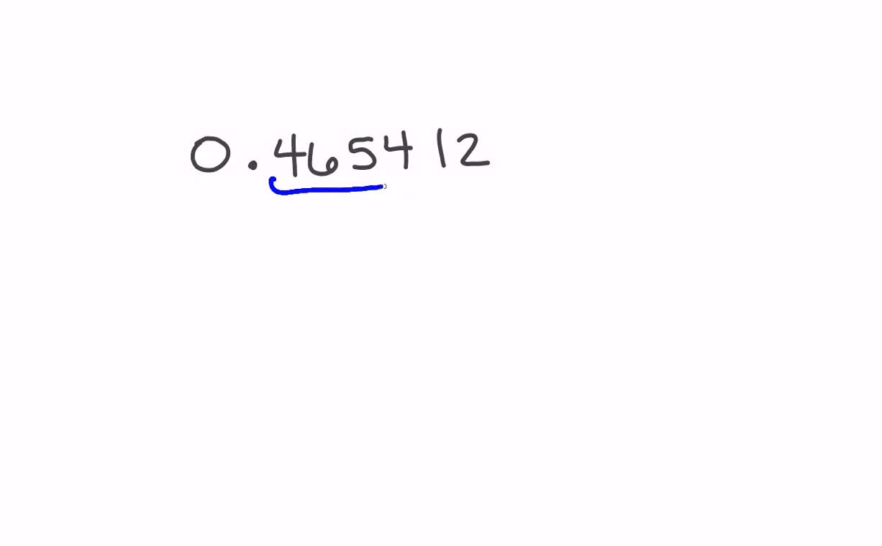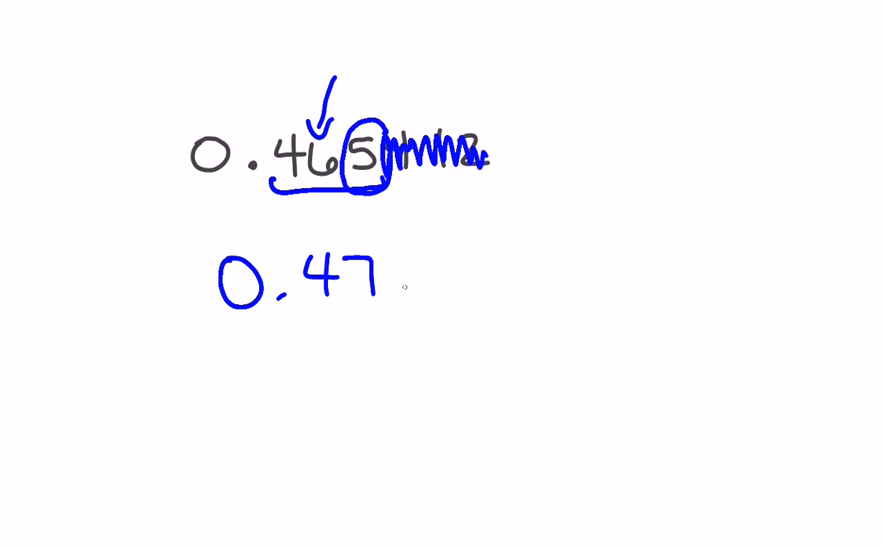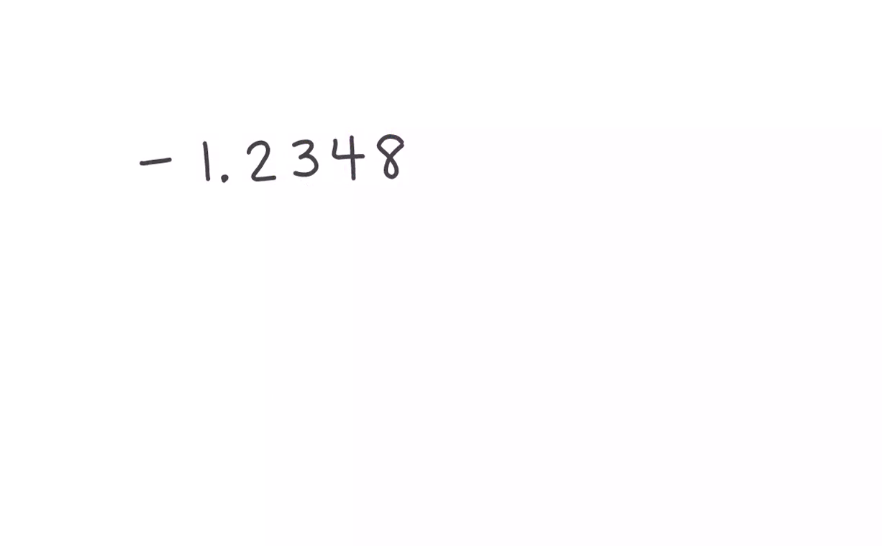We only care about the first 3 digits after the decimal. The rest is garbage. This number is 5, which means it's big enough to make this number go up by 1. 0.47 is your rounded answer. This negative does not change anything. The problem will still work the same way.